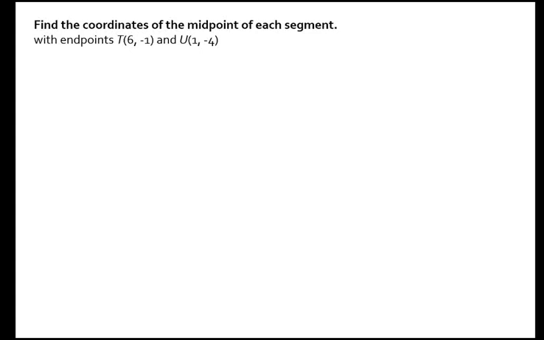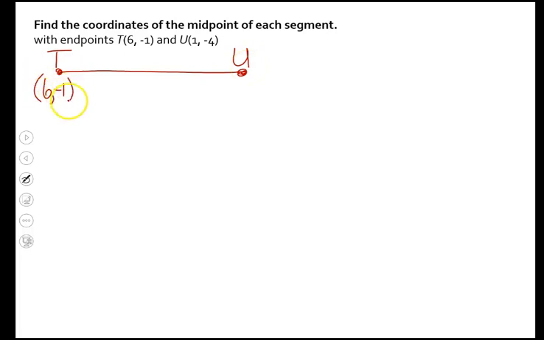All right, guys, we are going to quickly go over finding the midpoint and endpoint of segments and also the distance formula. In this first problem, we are going to find the coordinates of the midpoint of this segment. It says with endpoints T (6, -1) and U (1, -4). So here is the segment, T and U, and T has coordinates (6, -1) and U (1, -4).